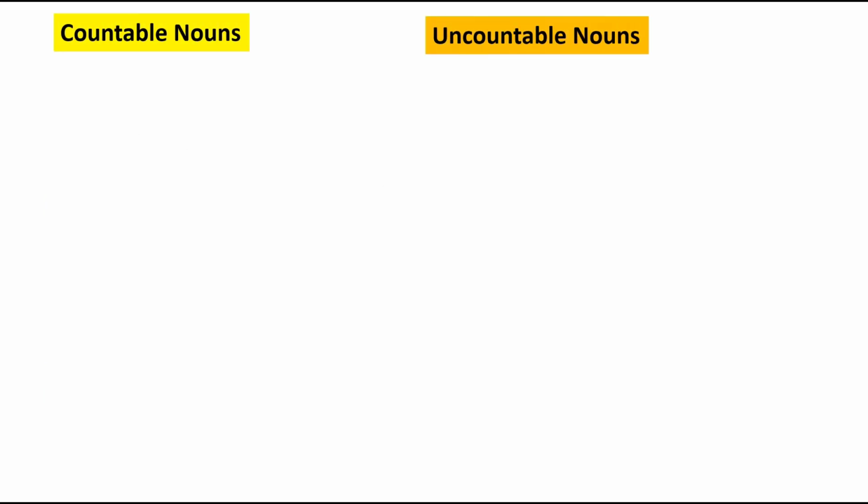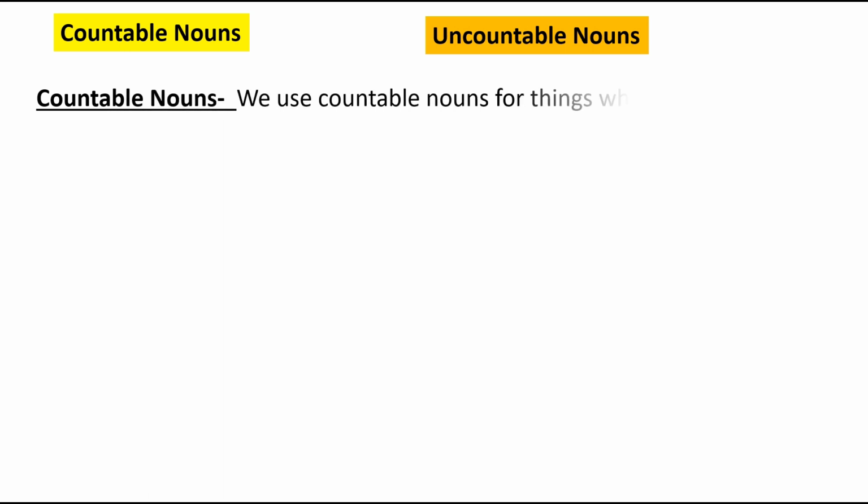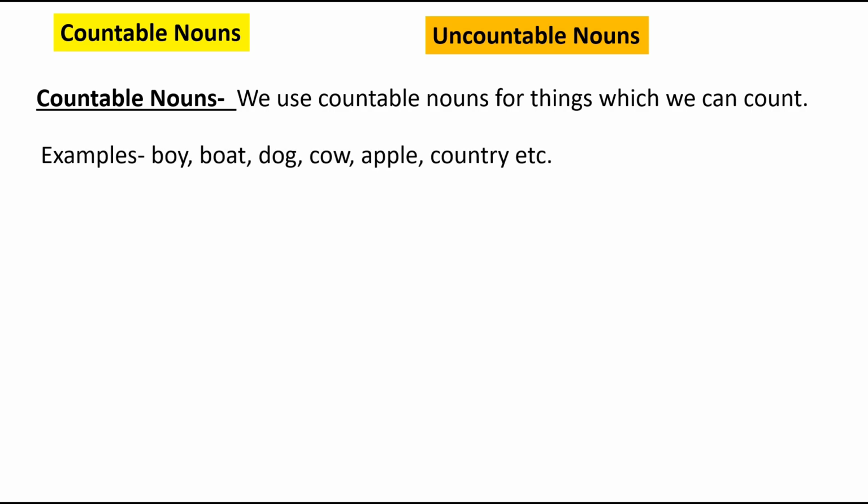Countable nouns, uncountable nouns. So what are countable nouns? We use countable nouns for things which we can count. As for examples, boy, boat, dog, cow, apple, country, etc. So we can count how many boys are there. It may be 2, 1, 3, 4, 5, 6, right? Boats, dogs, cows, apples, countries. We can count how many cows, how many countries. Okay, so we can count. So the things which we can count are all countable nouns.